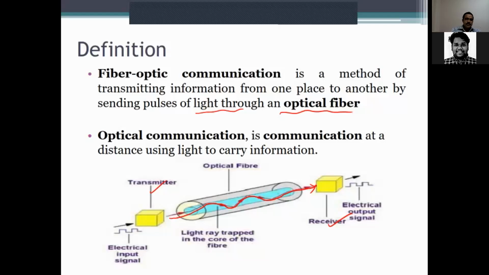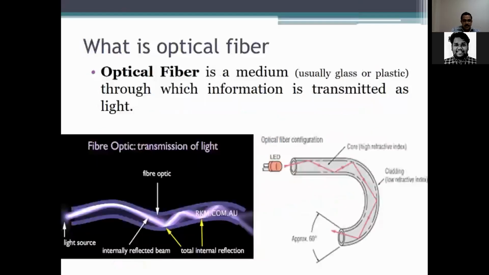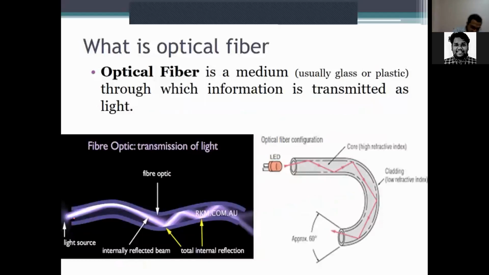And what is an optical fiber, or how do you define an optical fiber? An optical fiber is basically a medium which is used to carry the light. Just like a copper wire is used to carry the electrical signal, an optical fiber is also a medium which is used to carry the light from one point to another point. As you can see in the figure, it's just like a pipe. In simple words, we can say it's a pipe that can carry light, or carry information as light, from one point to another point.